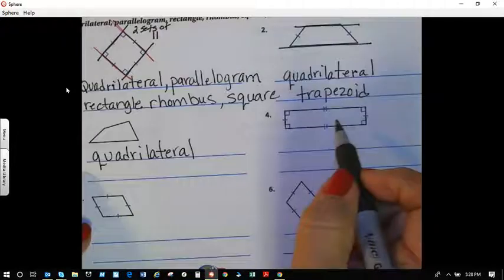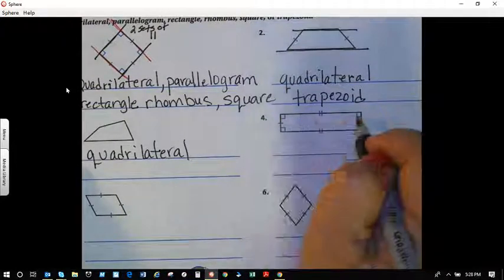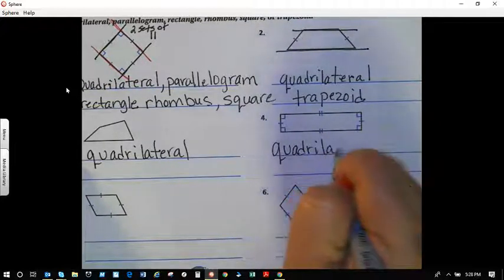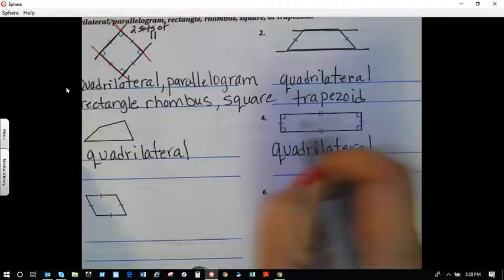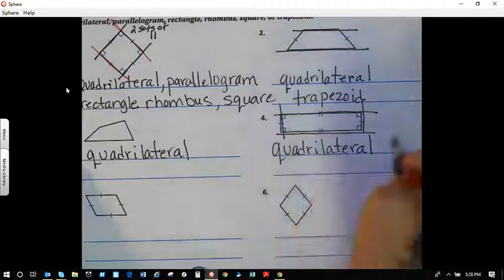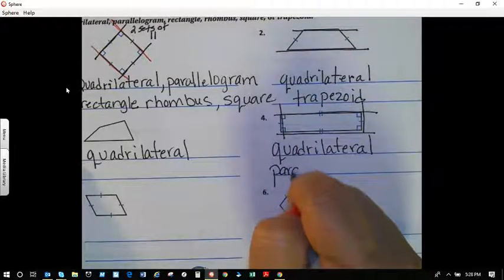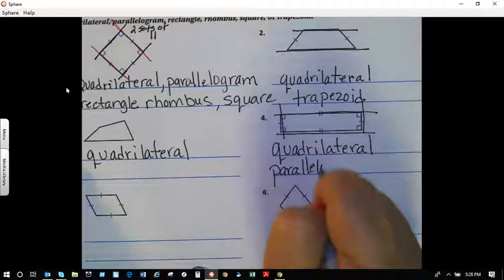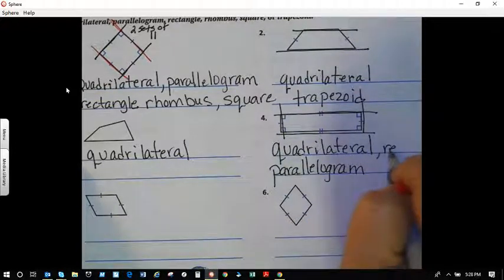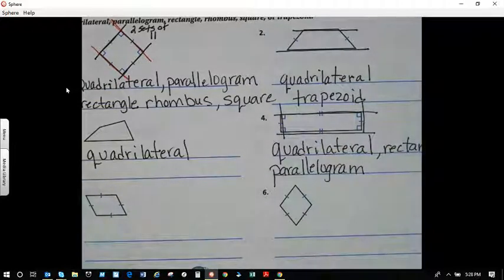We'll take a look at this one here. Well, this is 4 sides, so this is a quadrilateral. This quadrilateral has 2 sets of parallel lines, so it makes it a parallelogram. This is also a rectangle. Okay, and remember, a rectangle is not like a square, but a square has the characteristics of a rectangle.